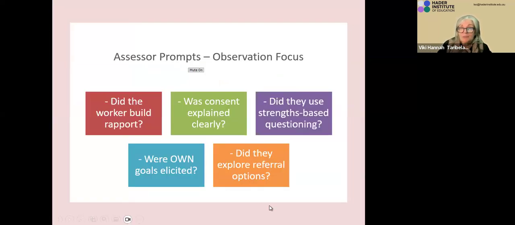So when I'm watching you in your role play, did I see you build rapport? Was consent explained clearly? Did you use strength-based questioning? Were own goals elicited? So the client's own goals, what would you like to have happen? When would you like that? Is that too soon or is that further? And did they explore referral options? Did you explore that? That's all I'm looking for in this one, rather than actually do the refer them on to somebody else.